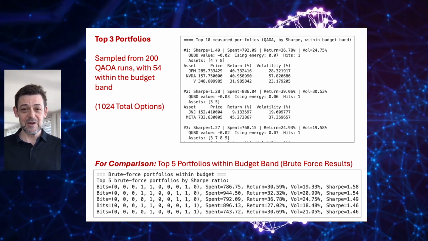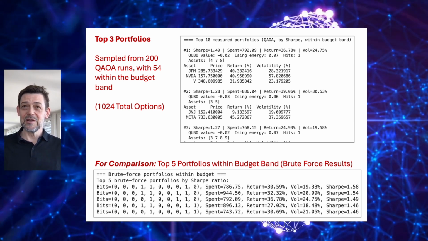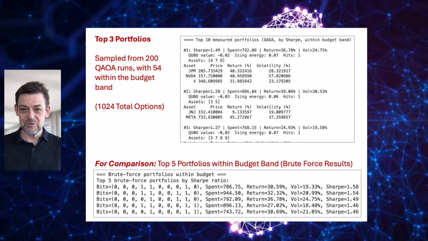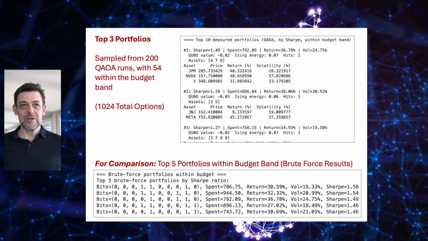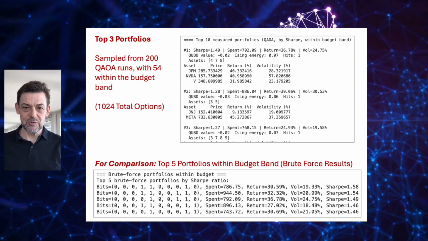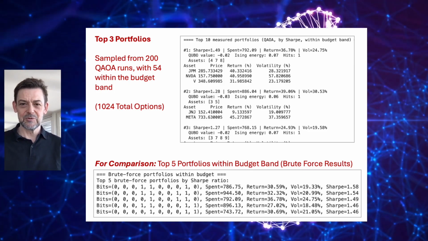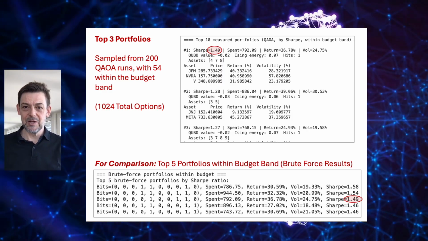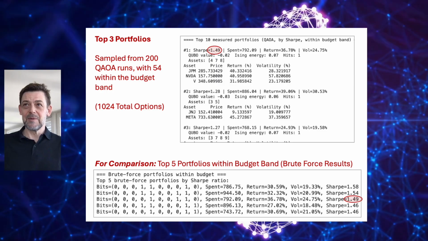The top QAOA portfolio contains 3 shares: JP Morgan, Nvidia, and Visa. The portfolio has a value of $792, an annual return of 36.8%, and an annual volatility of 24.8%. These are good values. This portfolio has a Sharpe ratio of 1.49. This is third of the top 5 portfolios within the budget band.